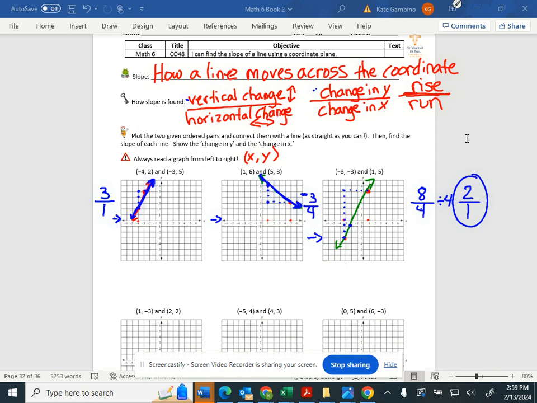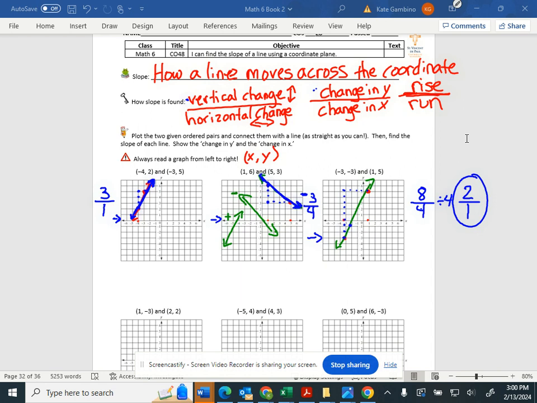So you are going to do that for the bottom 3, paying attention. If your line is going downwards, it's going to be a negative slope. If your line goes up, it is a positive. So going down is negative slope. When the line goes up, it is a positive slope. You also have to look at that final slope and see if you can simplify it. Simplify, simplify, simplify. So very important.